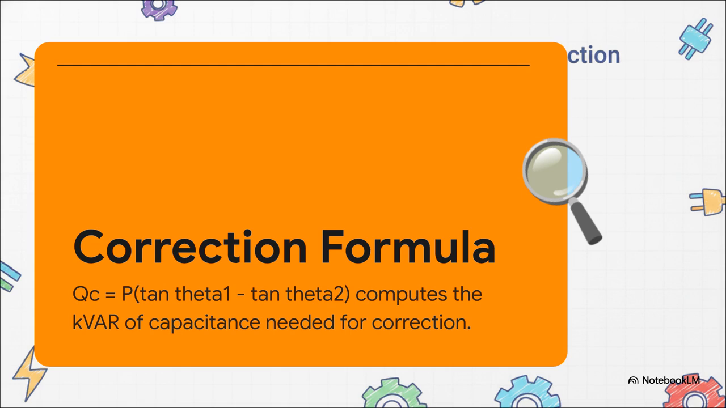Just as a quick example, say a plant draws 1,000 kilowatts at a 0.75 lagging power factor. By plugging those numbers in, you'd find you need roughly 542 kVAR of capacitance to hit a much safer 0.95. You add exactly that, and boom, your system is remarkably more efficient.